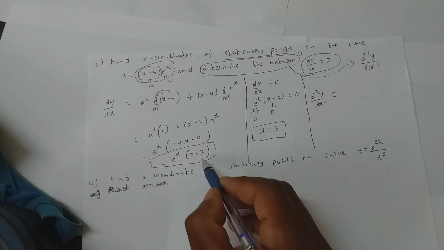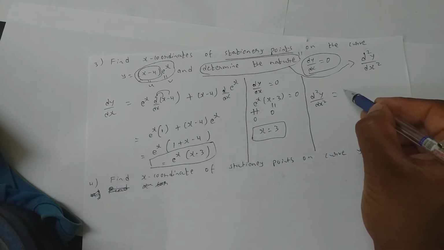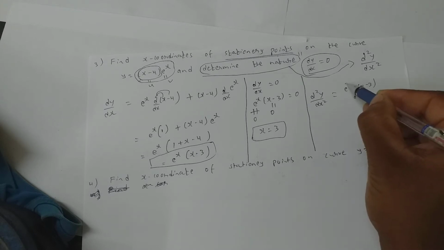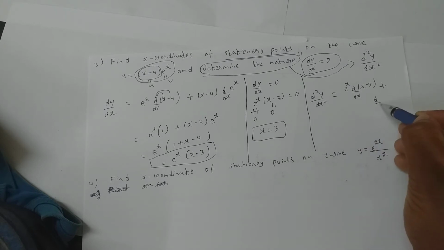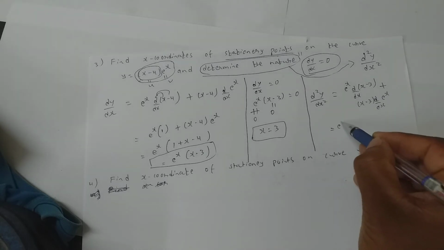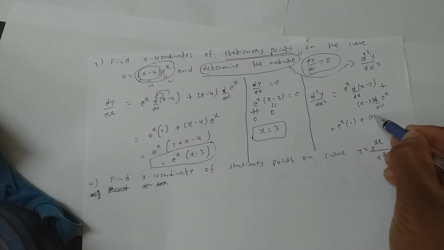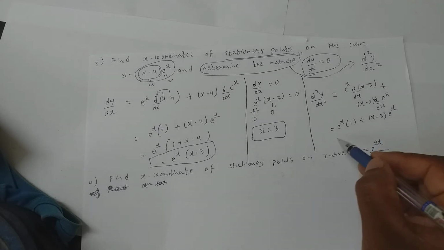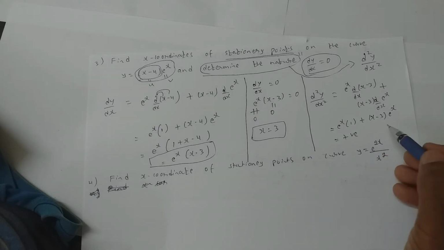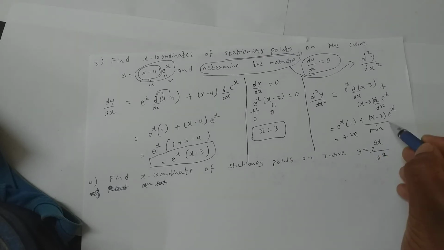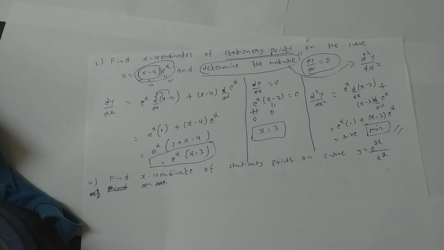Again, to differentiate, the catch is the UV rule. So if I differentiate x minus 3 first, e power x as it is, plus this time I differentiate e power x, then x minus 3 as it is. So what do I get? E power x into 1 plus x minus 3 into e power x. When x equal to 3, I get a positive sign here, irrespective of what number it is. I get a positive, that means it's minimum. So its nature is minimum. Am I clear with this sum?